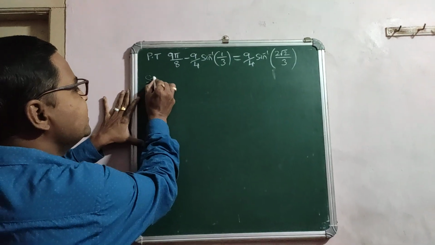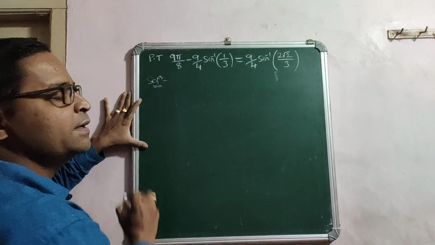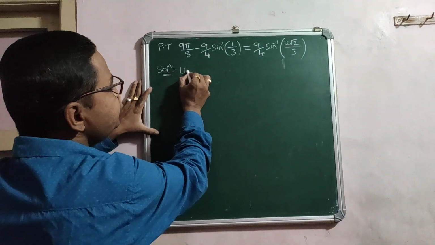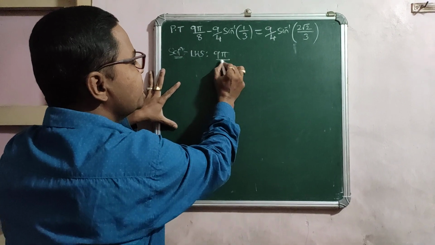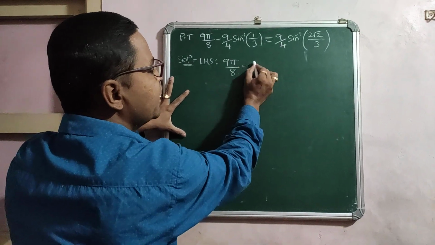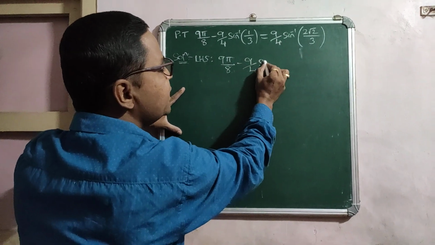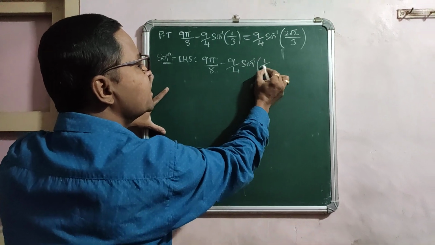I will consider the LHS part. Given that, towards left side we observe that 9 pi by 8 minus 9 by 4 sine inverse of 1 divided by 3.